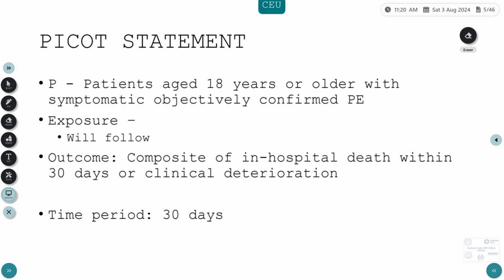By objectively confirmed, they have done CT pulmonary angiography for around 96% of the patients, and in a few others they've done lung perfusion scans and others. The exposure we will see in the subsequent slides. There are different scores and we will see what the variables are in each score. The outcome, as I mentioned, was a composite of in-hospital death within 30 days or clinical deterioration. How they define clinical deterioration we will again see in subsequent slides, and the time period was 30 days.